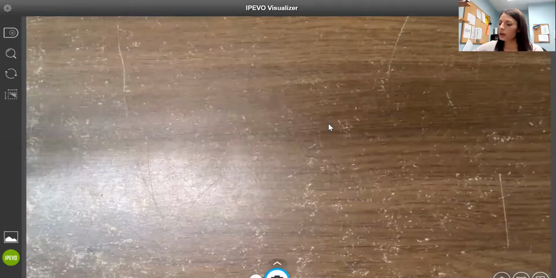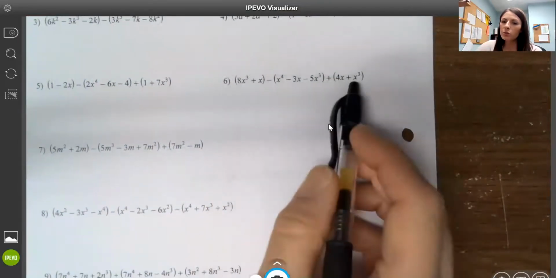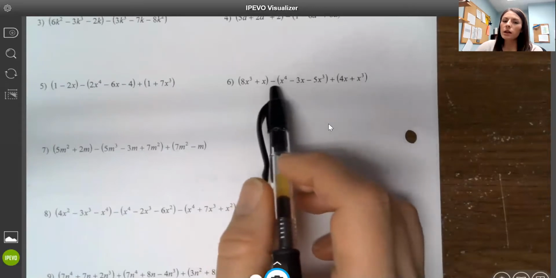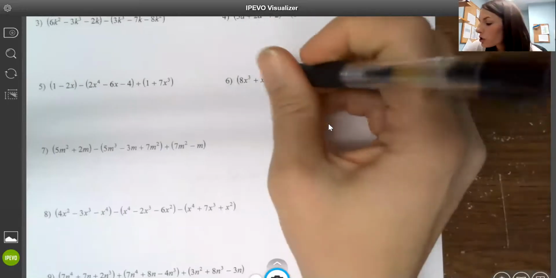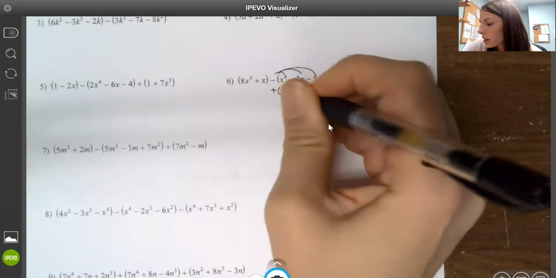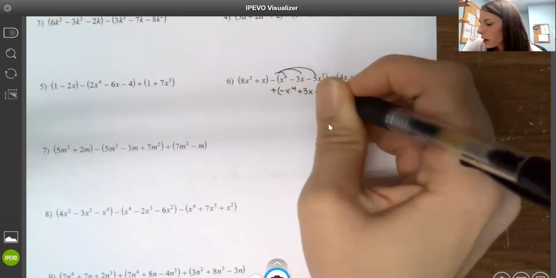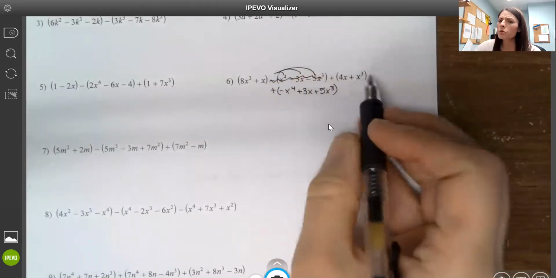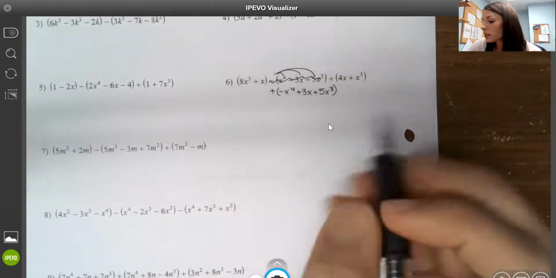So on the homework, I want to look at number 6. On 6, I have 3 polynomials, or 2 binomials and a trinomial here. And I'm going to subtract here and add here. I just want to point out that this subtraction is only going to impact the parenthesis attached to it. So this means I'm adding negative x to the 4th plus 3x plus 5x cubed. So I'm going to change that middle term to addition. I wouldn't change here. Certainly wouldn't change here. And now I'm just collecting my like terms.